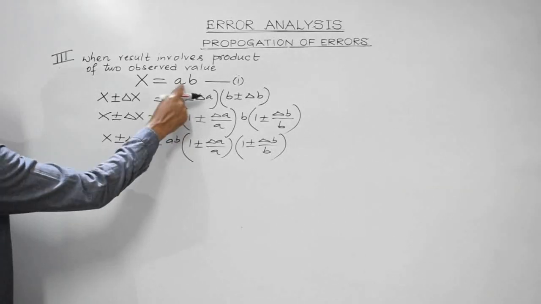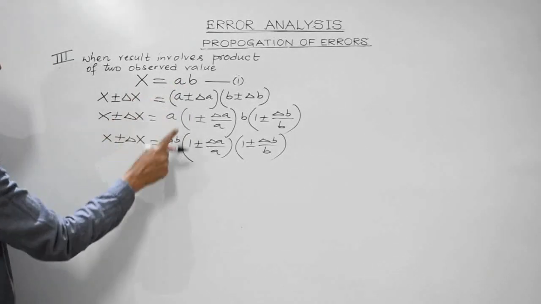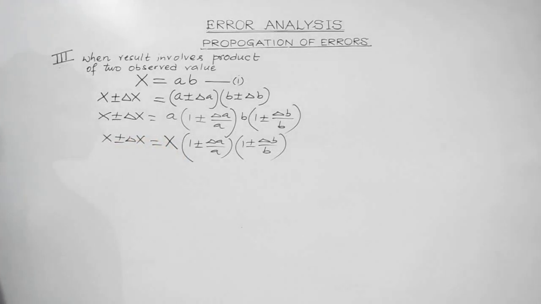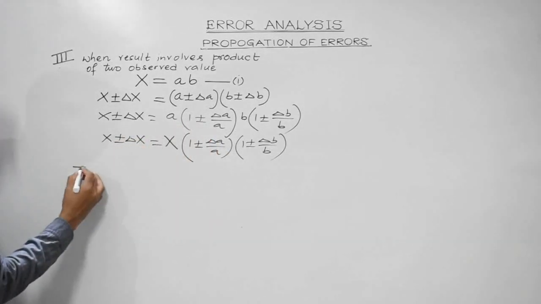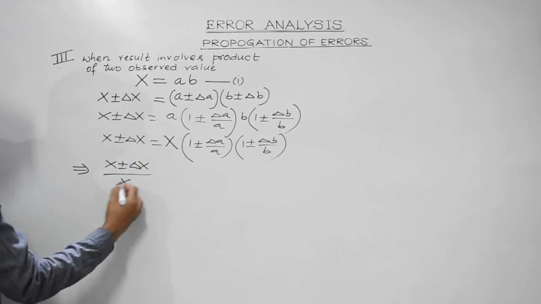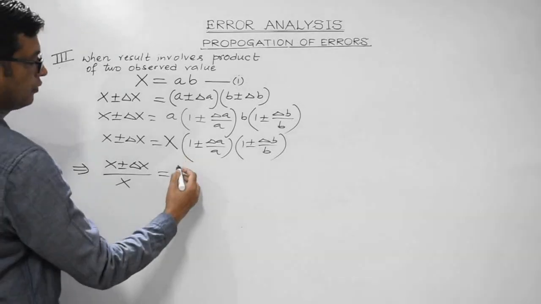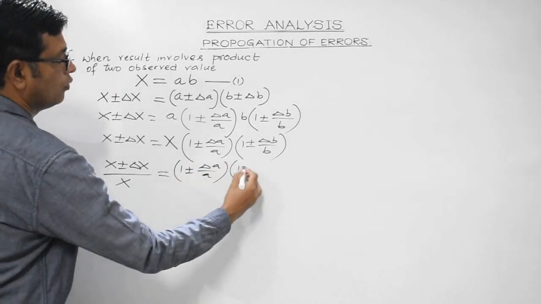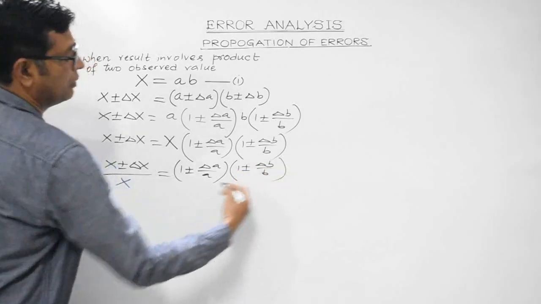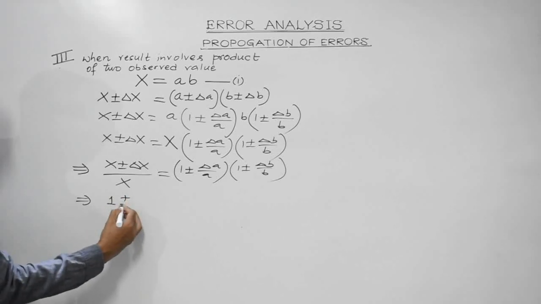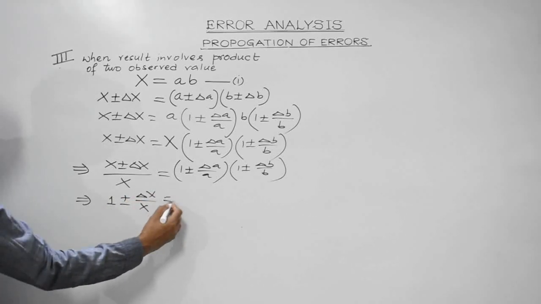Now look, what is ab? ab is equal to x. So in place of ab you can replace it by x. So it can further be rearranged in this particular manner. x plus minus del x divided by x, isn't it? So it will be 1 plus minus del a by a, 1 plus minus del b by b. Let's solve it. x by x will give us 1 plus minus del x by x.